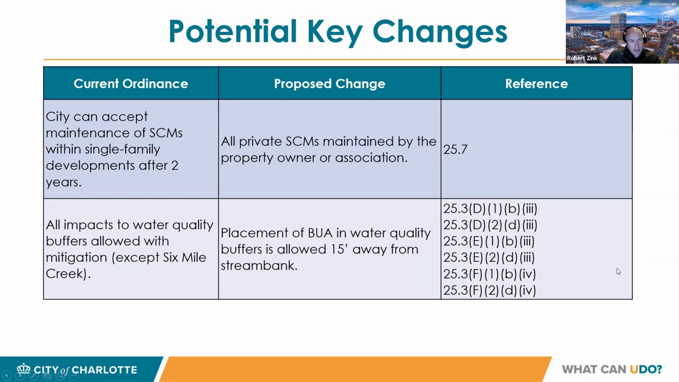Currently the city can accept maintenance of stormwater control measures within single family developments after 2 years. The proposed change is that all private stormwater control measures will be maintained by the property owners or the association. And the next one is related to buffers that are required through the ordinance. In the current ordinance, all impacts to water quality buffers are allowed with mitigation, except for in 6 Mile Creek, which is the southeast portion of the county. We would like to change it so the placement of BUA in water quality buffers is allowed, but it has to be 15 feet away from any stream bank. Next slide.